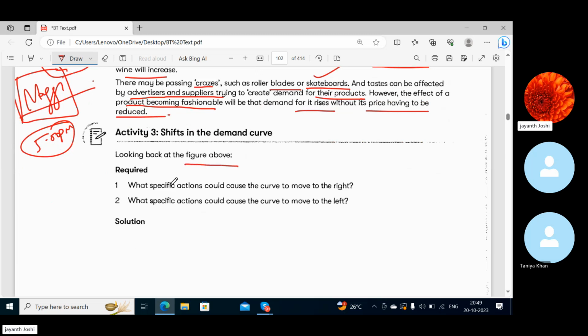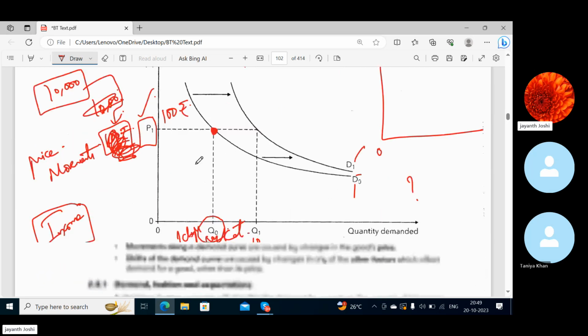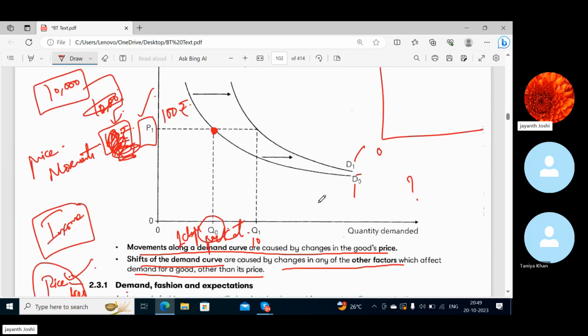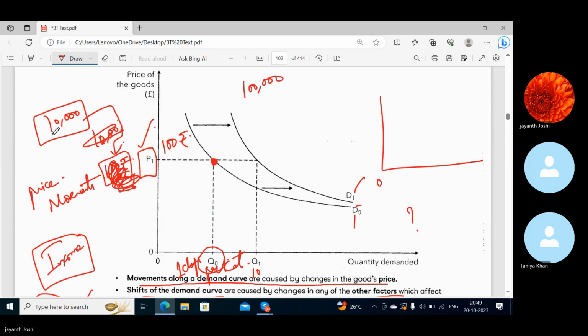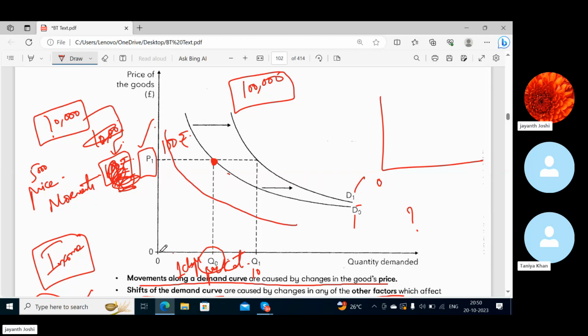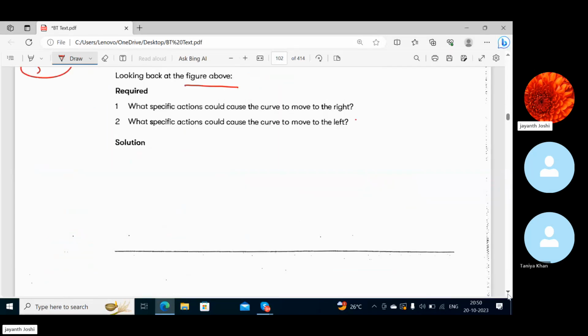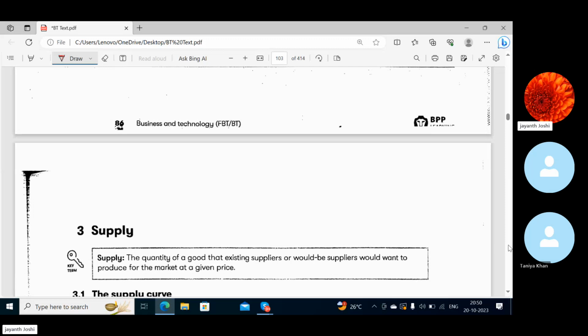Looking back at the figure above, what specific actions could cause the curve to move to the right? What specific actions could cause the curve to move to the left? See, I can say if the income levels are increasing, the income previously was 10,000, right? And now the income is 1 lakh, hence the demand curve has shifted rightwards. If the income goes to 5,000, then the demand will shift leftwards or not? Come on, tell me yes or no. Yes, sir. You'll demand almost no packet of chips, right? Yes, sir. So the activity answer also I'll show you. You can just have a look through.